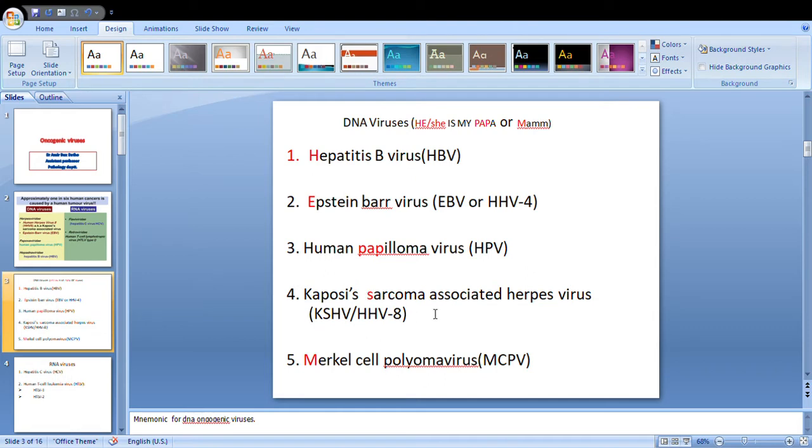So the sarcoma virus is the human herpes virus 8, while the Epstein-Barr virus is also called the human herpes virus 4. So this is herpes 4, and here is herpes 8. And the Merkel cell polyomavirus. So there are five DNA viruses which cause neoplasia, the tumors, among human beings.